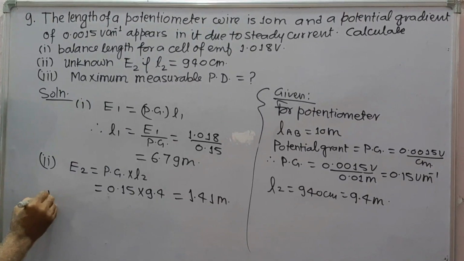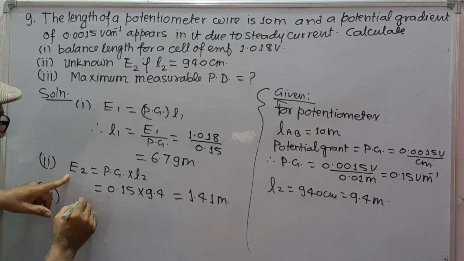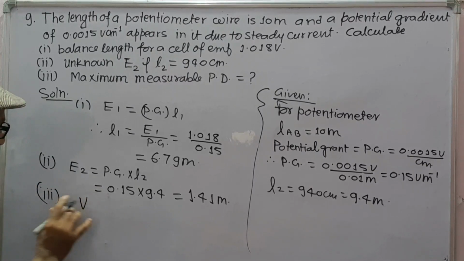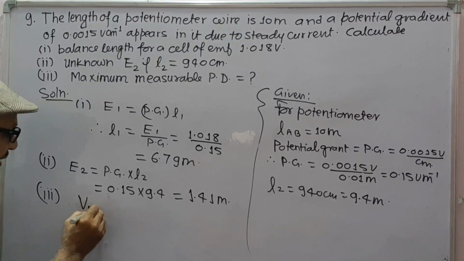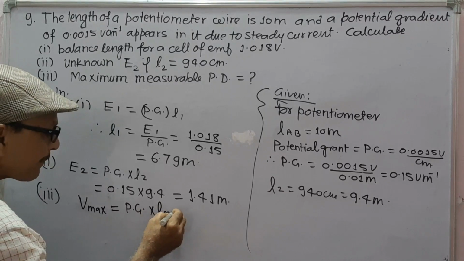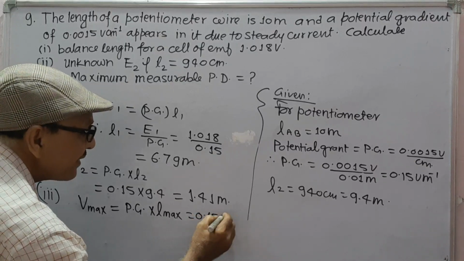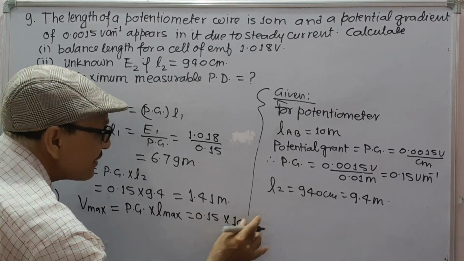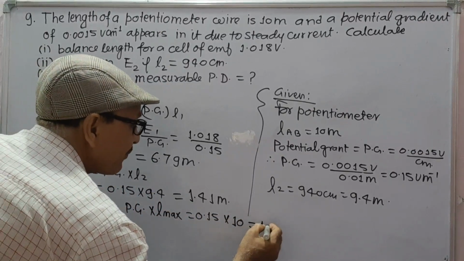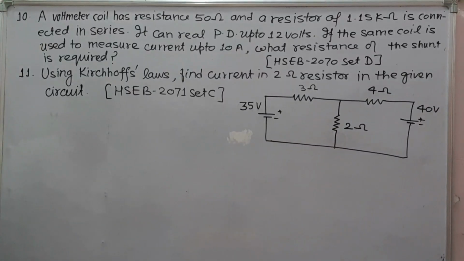Third part, the maximum will be equal to potential gradient into L maximum. Potential gradient is 0.15 and L is 10. So, maximum measurable voltage will be 1.5 volts. Next question number 10.